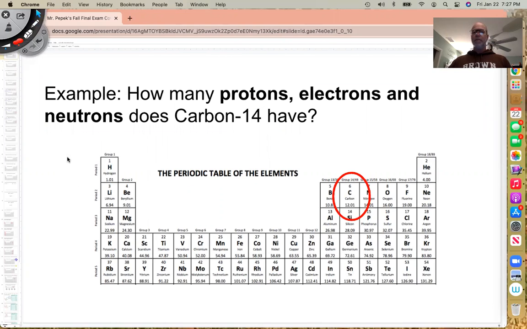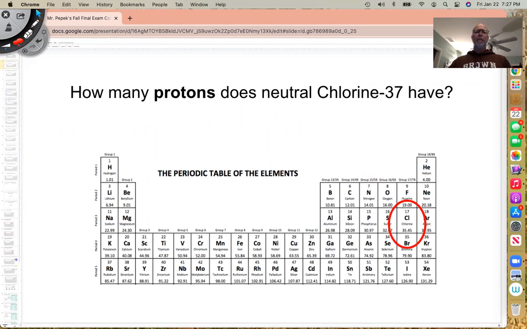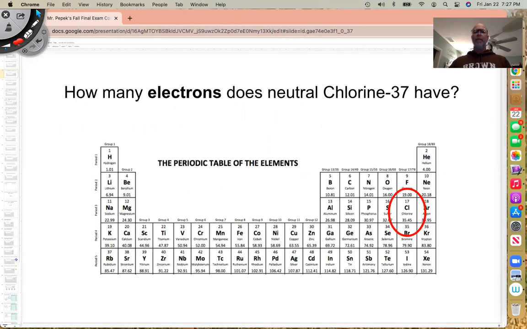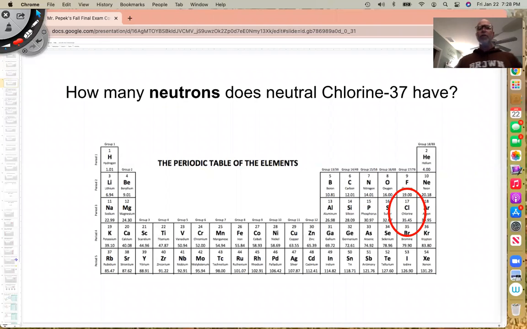All right, here's the first one. How many protons does neutral chlorine 37 have? And you can see right here, there's chlorine. So how many protons does chlorine have? How many electrons does neutral chlorine 37 have? So how many electrons? Next, how many neutrons does neutral chlorine 37 have?